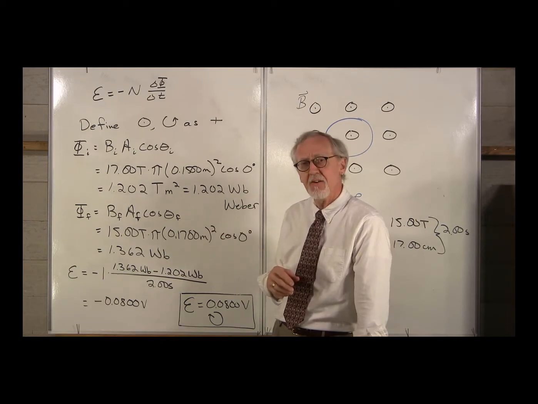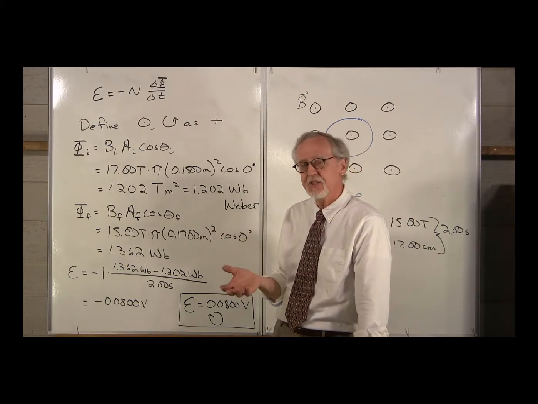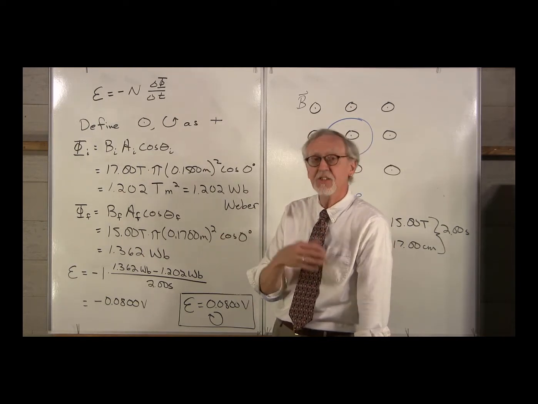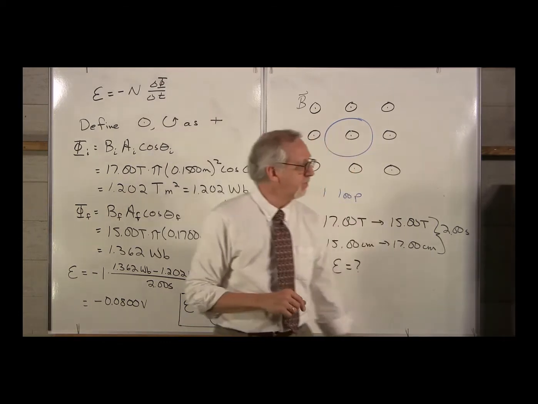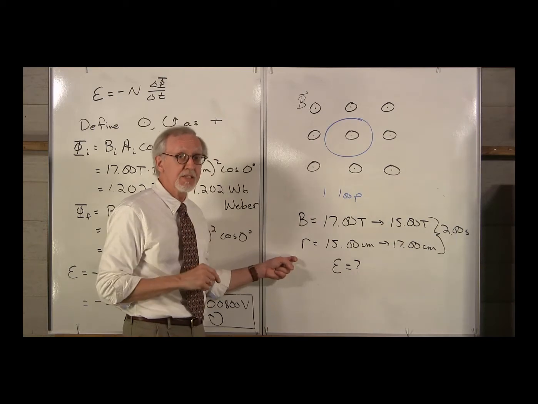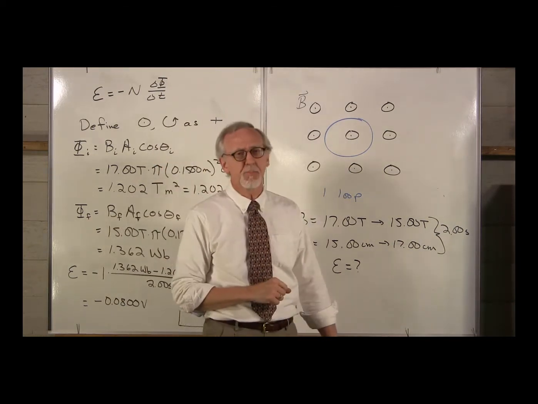Sometimes you can figure that out very easily if the magnetic field is constant and only the area is changing, or if the area is constant and only the magnetic field is changing. It's much easier to see if the flux is increasing or decreasing. But in this problem, where both the magnetic field and the area are changing, it wasn't quite so straightforward. Very good. Let's try one more example.